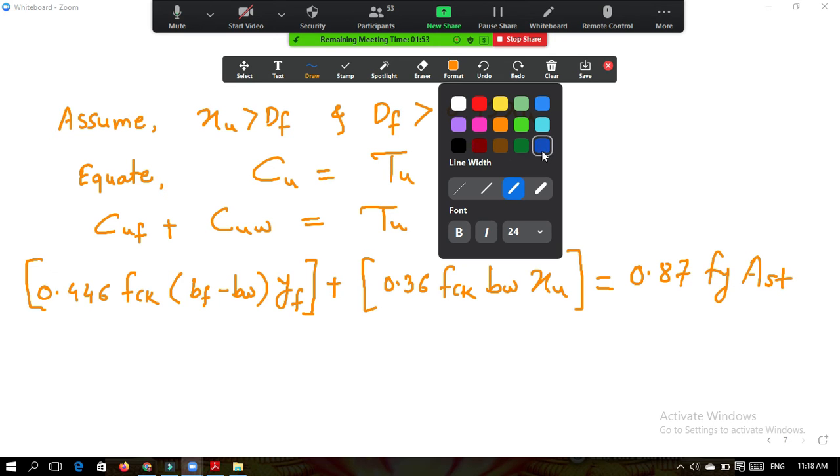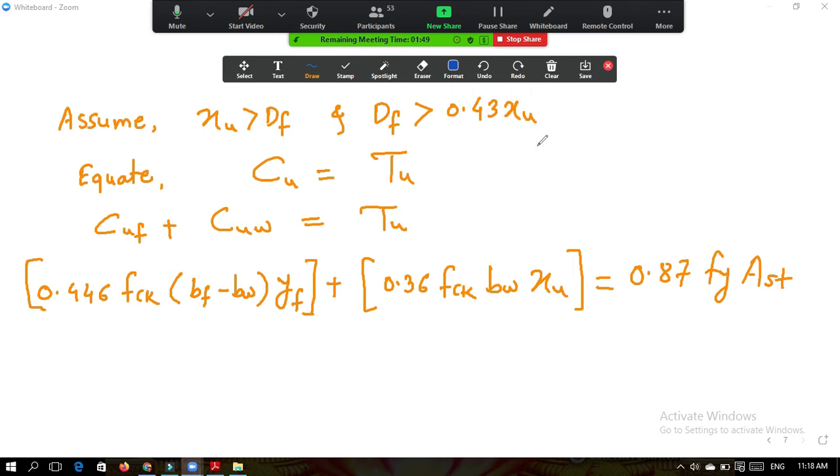So we need to put the values over here. If we put the values, first we need to calculate the value of this YF. We know that YF is equal to 0.15 XU plus 0.65 DF. So put this value of YF in this equation.